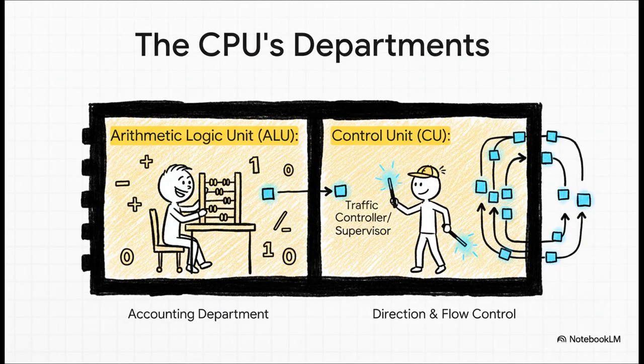Now, what's super cool is how this manager splits up its work. Think of it like having two main departments. You've got the Arithmetic Logic Unit, or ALU. That's your accounting department, just crunching numbers and making comparisons all day. Then you have the Control Unit, the CU. That's the supervisor, pointing and saying, you, do this, you, send that data over there. It directs the whole flow of traffic.